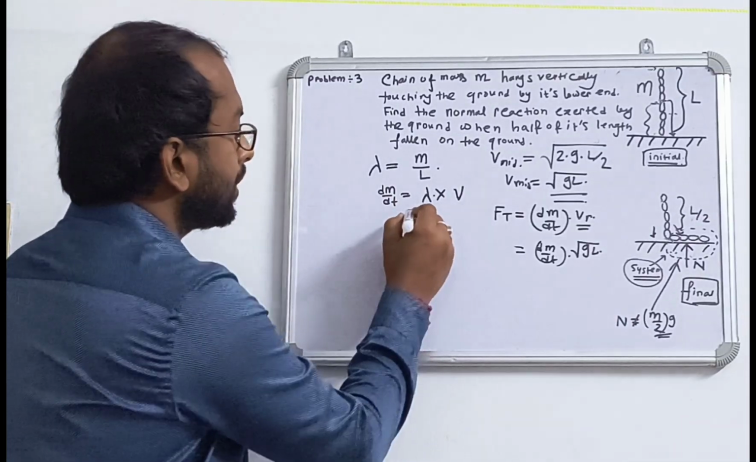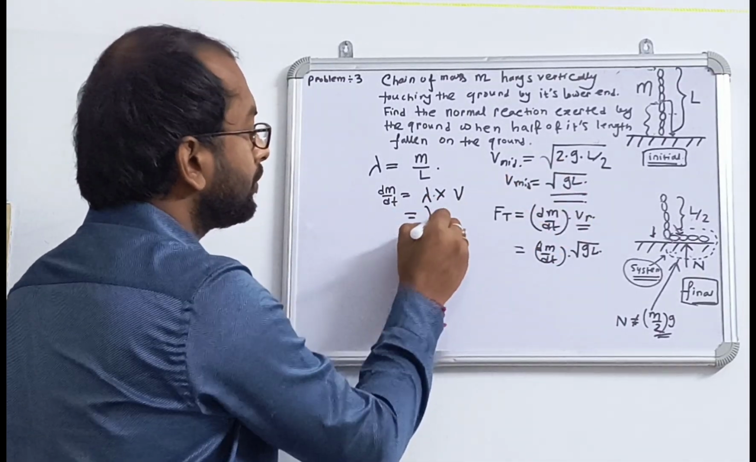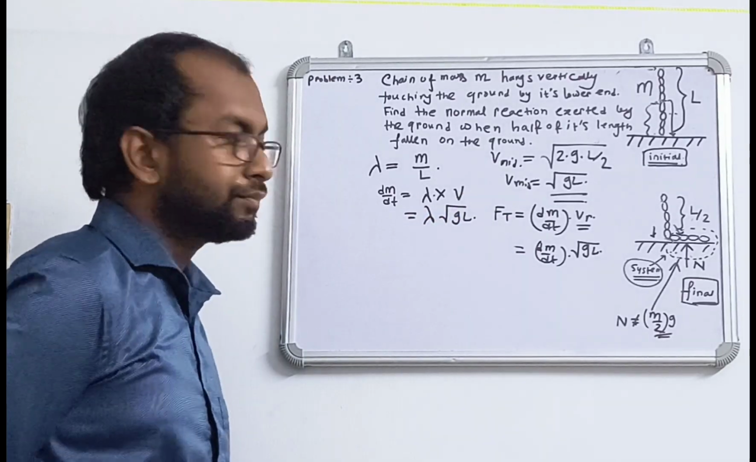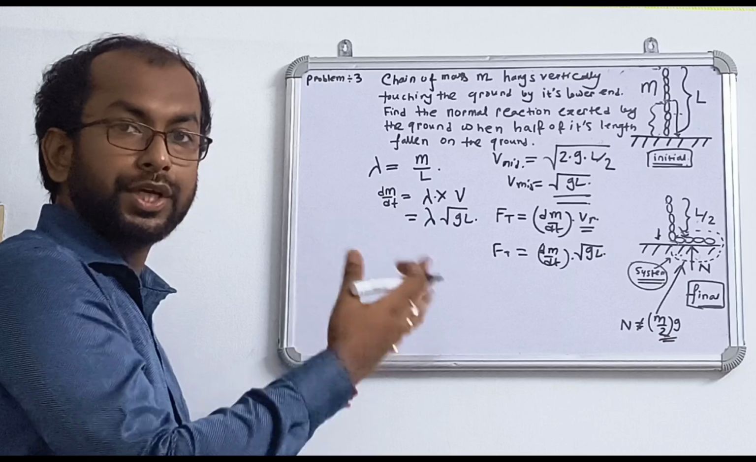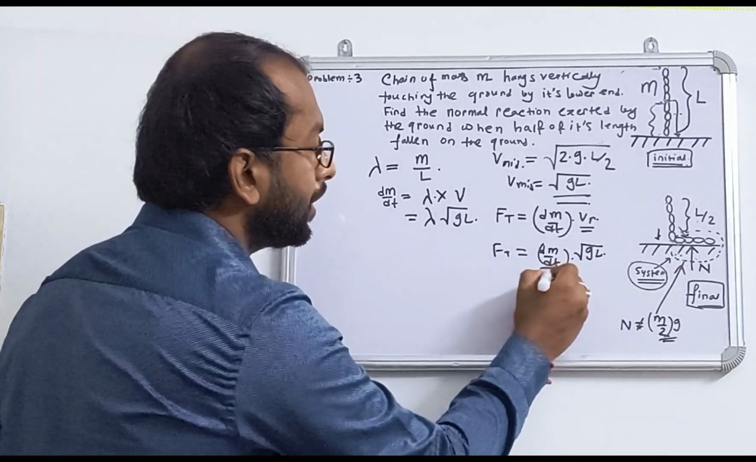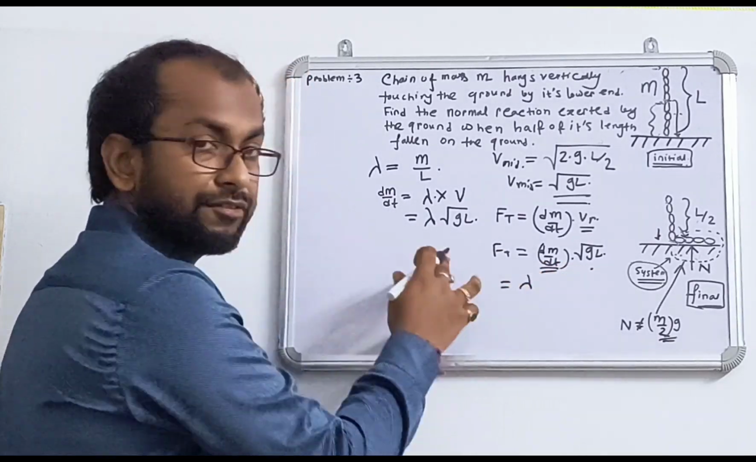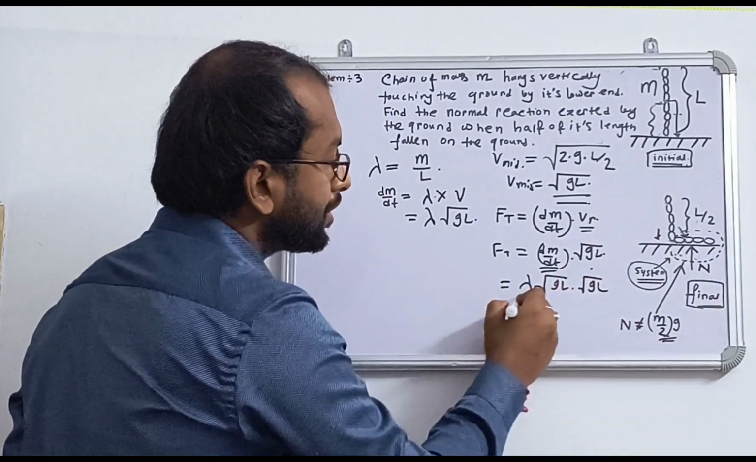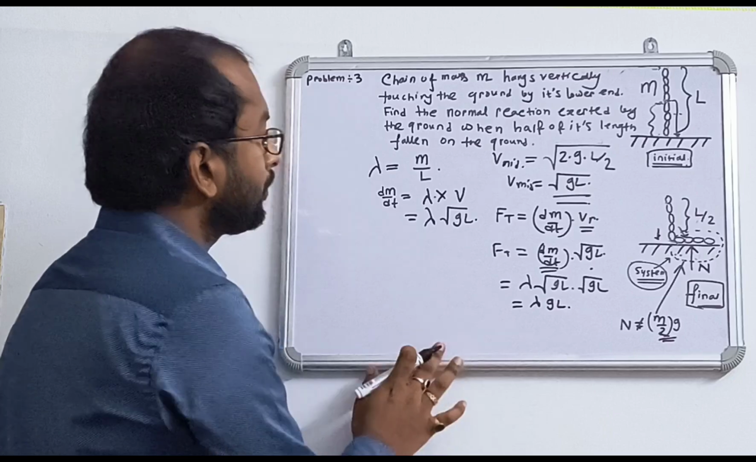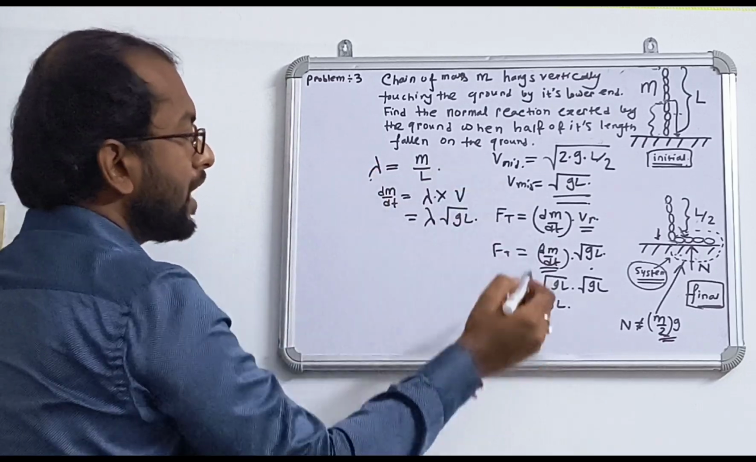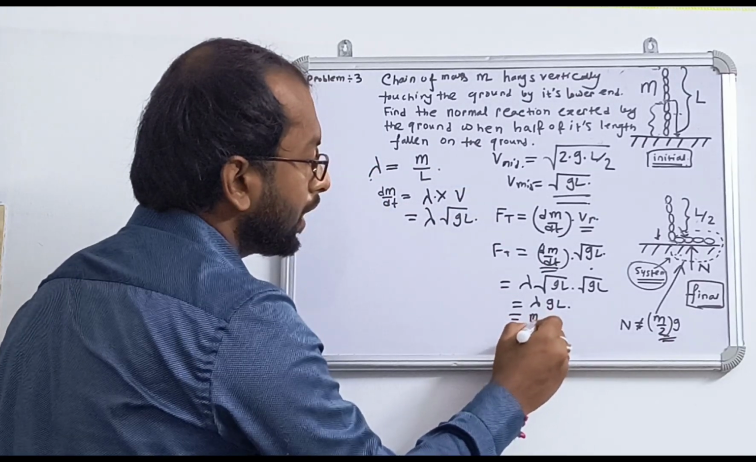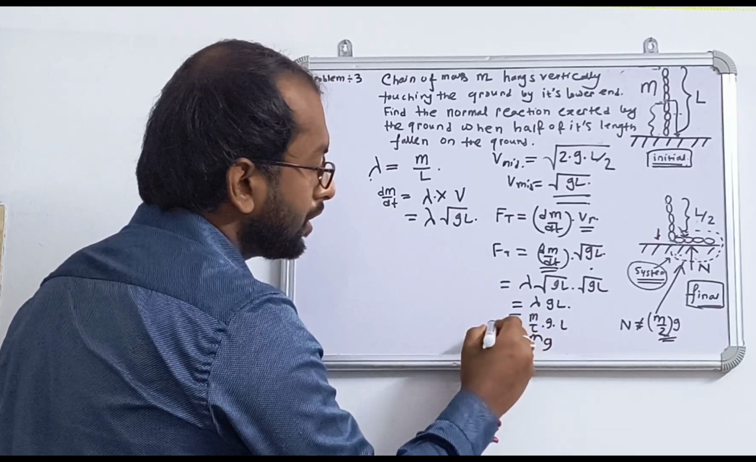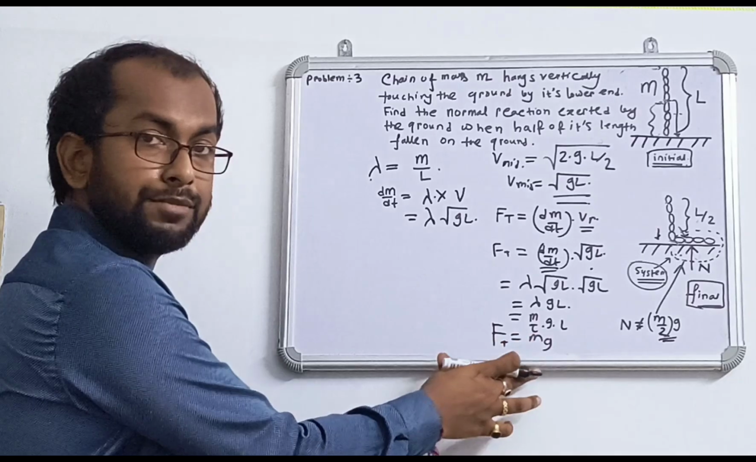Now what is the velocity of the chain? You already know it, that is root over of gL. The thrust force that will be generated due to the chain falling on the ground is dm/dt into root over of gL. We got the value of dm/dt, that is lambda into root over gL, into root over gL. So it is lambda into g into L. And you already know that the value of lambda is m by L. So we'll put that value, m by L into g into L. So it is mg. See, the thrust force is mg.